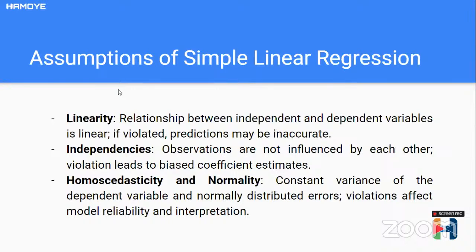What it means is that the model assumes that the relationship between those two variables is linear. So if the relationship between the two variables is not linear, the predictions made by the model will tend to be inaccurate. The prediction will not be accurate because the simple linear regression model is designed with the assumption that the relationship is a linear relationship. So that is an assumption.